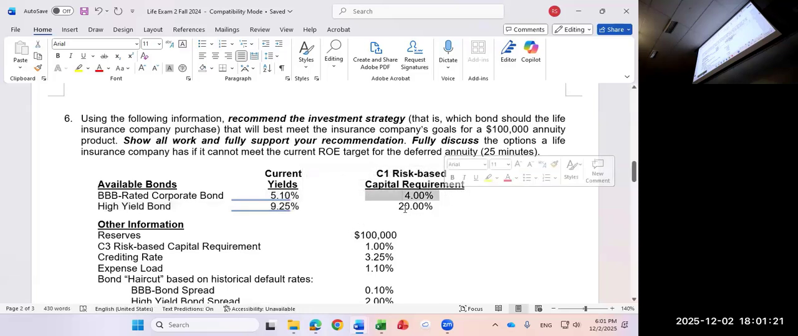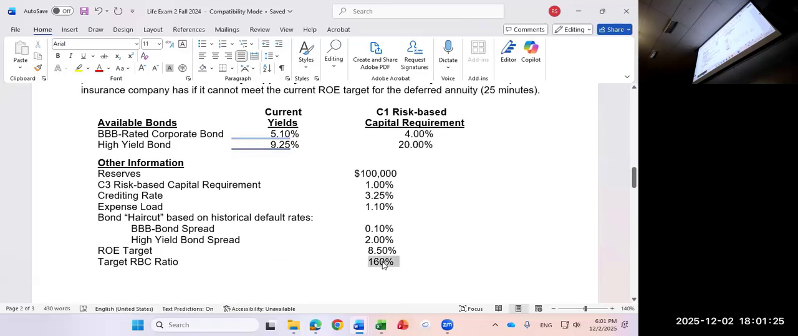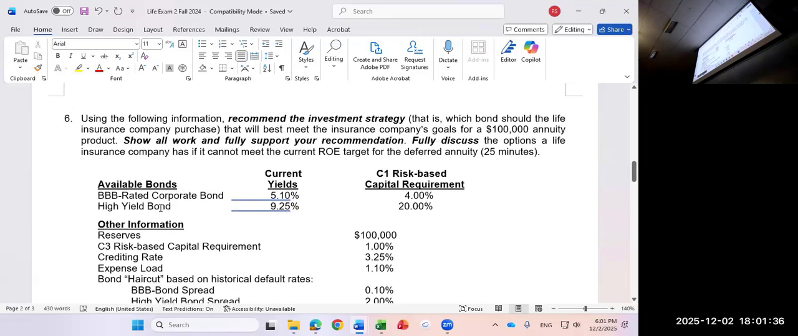These numbers will be the same, the 20% and the 4%. The hundreds, watch out for the target RBC. Make sure you know where that number is. That's going to apply to these two numbers. So make sure you're aware of that one. So there are numbers that do change. So let's work through this.